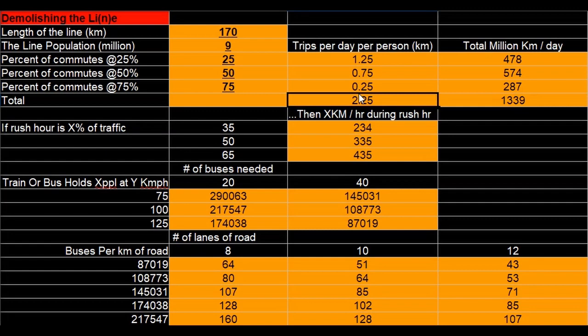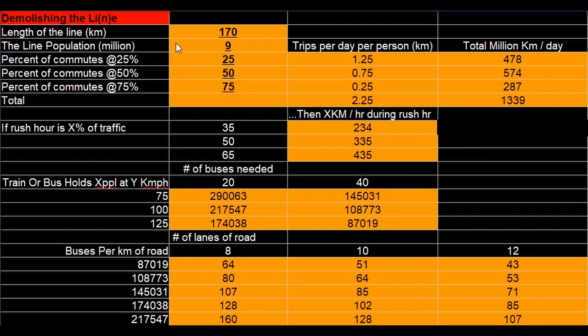Here's a video about the line. It is a city in Saudi Arabia that is very strange, and I was wondering about the mass transit, so I did some very complicated mathematics surrounding the mass transit of the city, just trying to figure out how many buses you would need to move everyone around, because the personal automobile is not going to work.